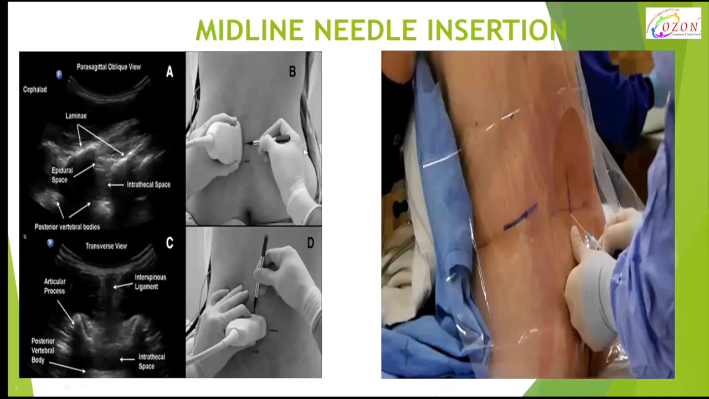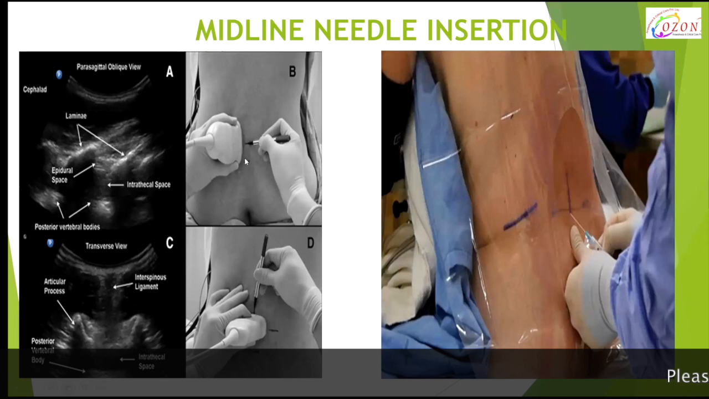So in this diagram, there are both views, the parasagittal oblique view and the transverse view. In the parasagittal oblique view, first we mark the neuraxial midline, and then we make the skin markings over the intrathecal space. The intersection of this point is the point for needle insertion. And in the transverse view, we mark the neuraxial midline, that is the midpoint of the long edge of the probe, and the midpoint of the short edge of the probe. The intersection of this point is the point for needle insertion for the midline approach.